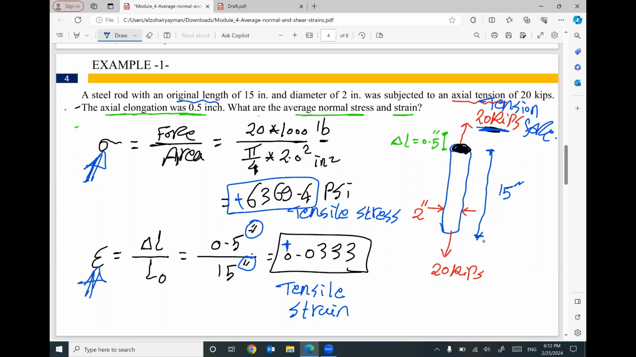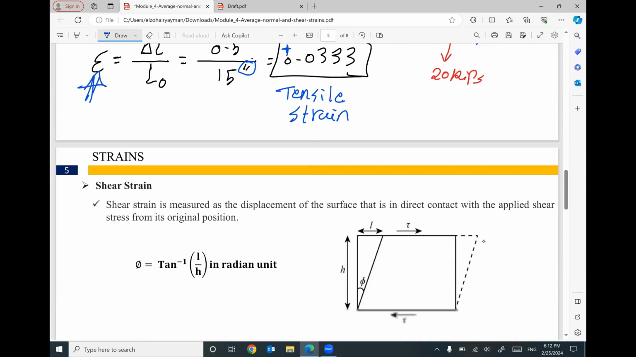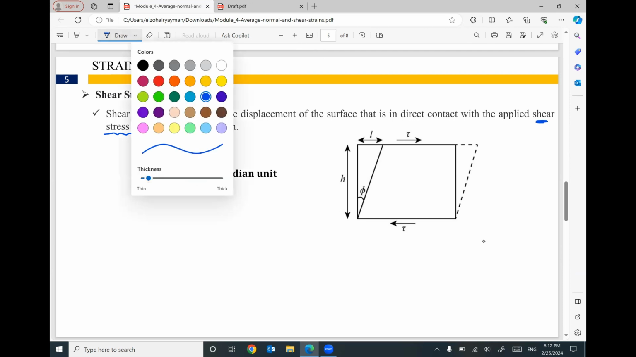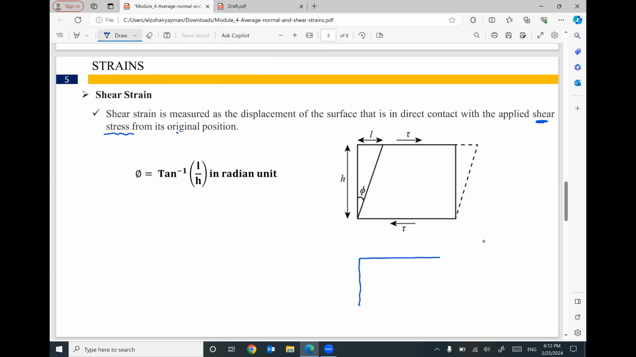The second type of strain, which is called shear strain, is measured as the displacement of the surface that is in direct contact with the applied shear stress from its original position. So most of the time, we have this element with right angle corners.